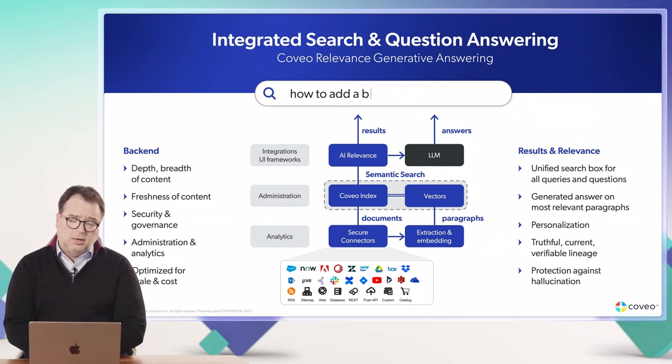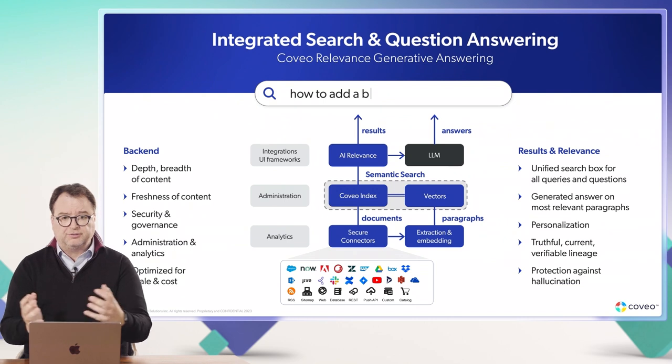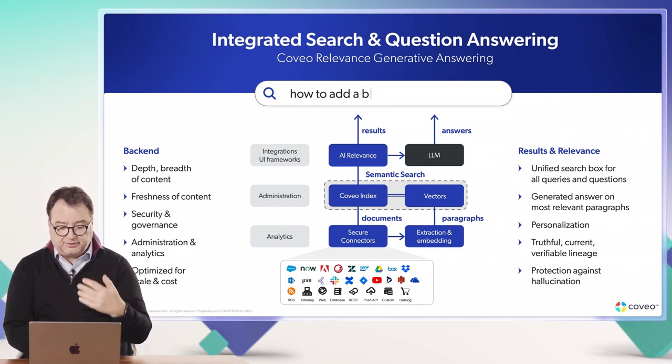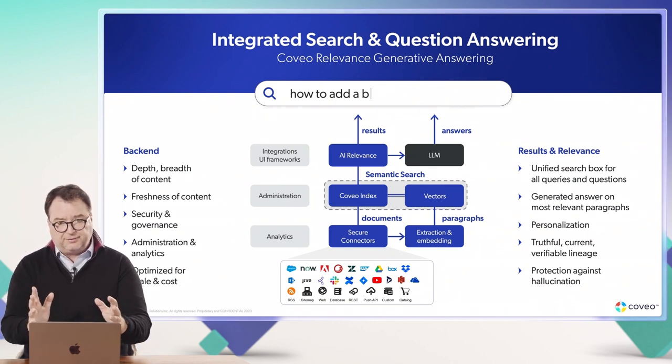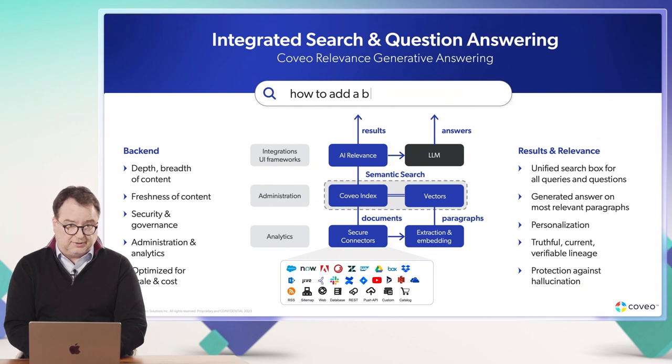And then we have all of the capability to link to the source of truth. So there's truth, it's truthful, current, and verifiable lineage. So all of this provides basically maximum protection against hallucination in the context of large language model. That's key, especially in the enterprise.